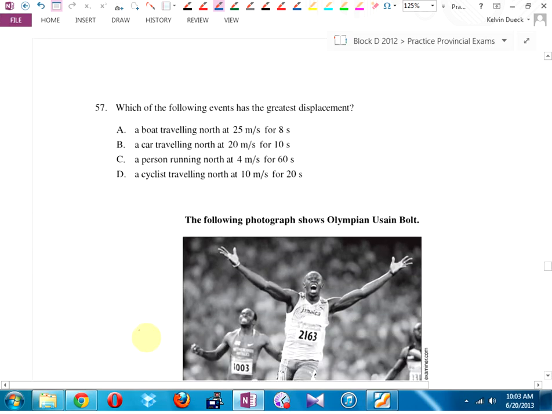Which of the following events has the greatest displacement? Well, I think we're going to use displacement equals velocity times time, because I see in each question a velocity and a time. So, what's 25 times 8? 200. What's 20 times 10? That one I'll get right, 200. What's 4 times 60? 240. What's 10 times 20? 200. See.